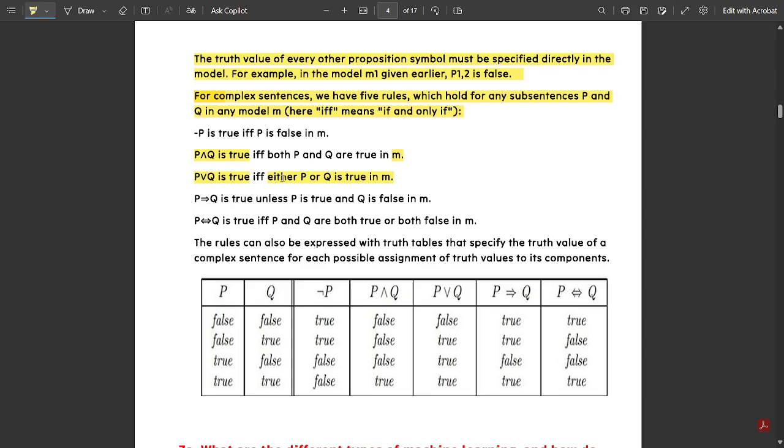Similarly for OR, if either one of them is true, the result is true. For example, for 0 0 both are false, so it would be 0. Then for 0 1, 1 0 and 1 1, at least one of them is true, so the result would be 1. So this is the AND and OR operation. P implies Q is true unless P is true and Q is false. P biconditional Q is true if and only if P and Q are both true or both false. Biconditional means both of them must be true or both of them must be false. So this is the biconditional.